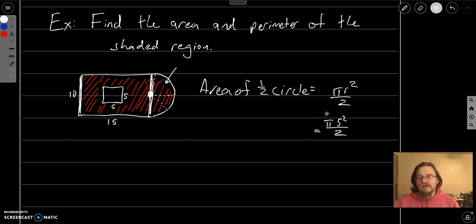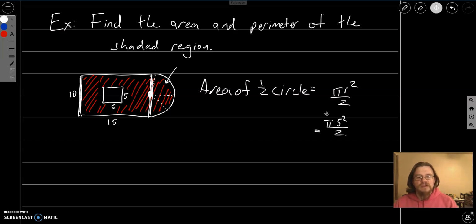Hello and welcome back. Let's continue to solve this question, which is finding the area and perimeter of the shaded region. To find the area, we've divided the area into two pieces. We've got this piece on the right hand side, which looks like a half a circle. We have this piece over here, which is a rectangle with a little square cut out of it.